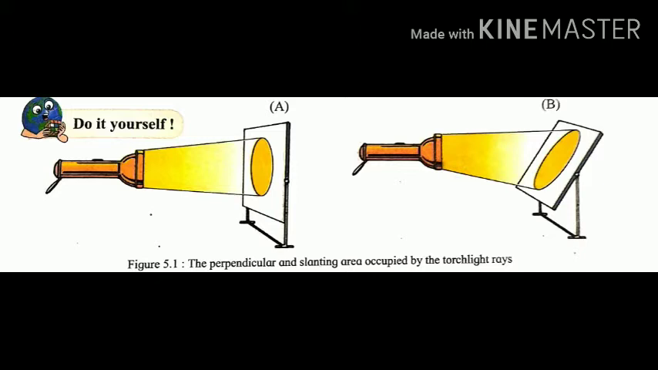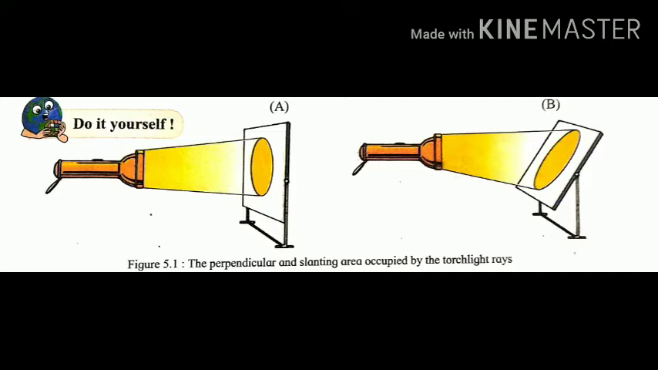Next, draw the outline of the area of the beam which has been focused through the torch in figure 5.1a. Name that paper as A. Now, use the other paper, hold it in such a way that it makes an angle of 120 degrees with the beam of the torch, as shown in figure 5.1b. Now, draw the outline of the area which is occupied by the beam and name that paper as B.